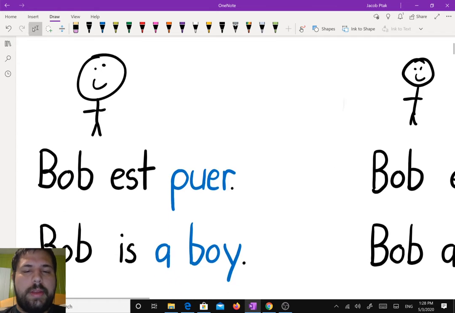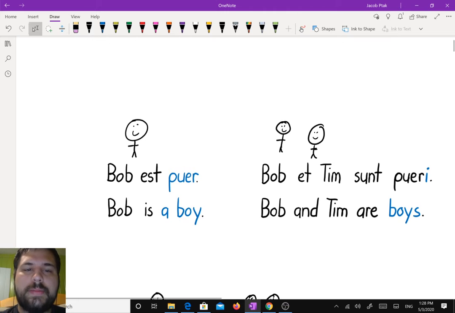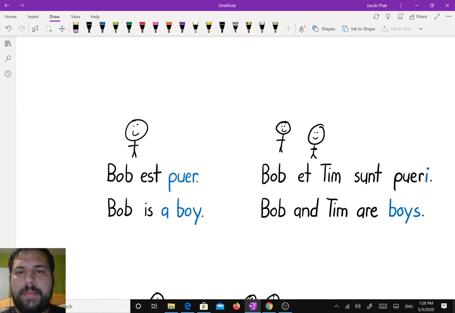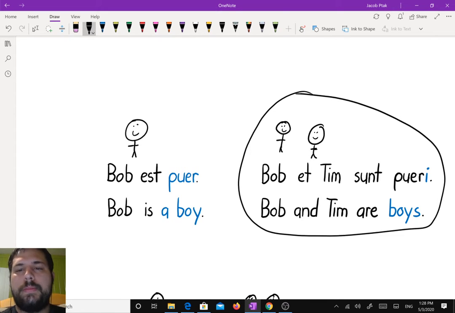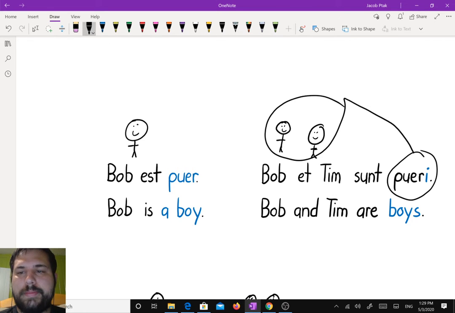So, you have a couple of sentences here that you should be more or less familiar with. We have Bob est puer. In English, that means Bob is a boy. Then we have the plural version. Bob et Tim sunt pueri. Bob and Tim are boys. So we're worried about singular versus plural nouns here. In the singular we have puer, just boy. In the plural we have pueri, boys.